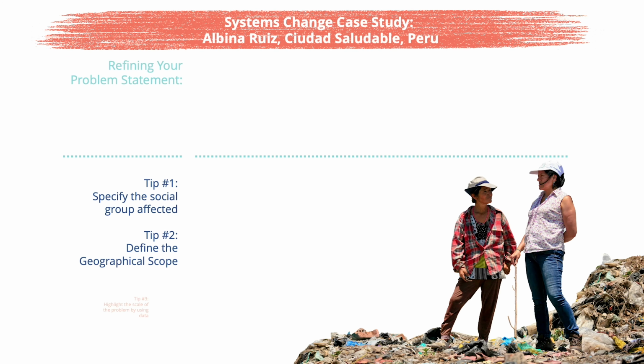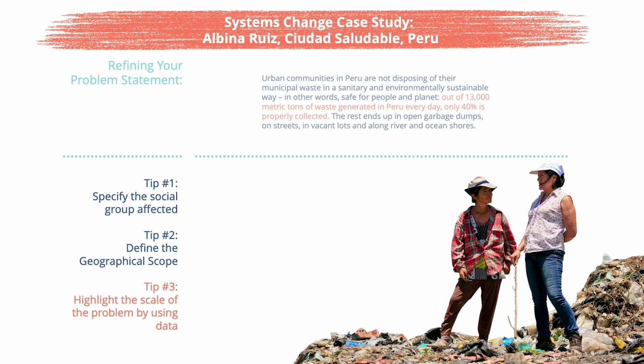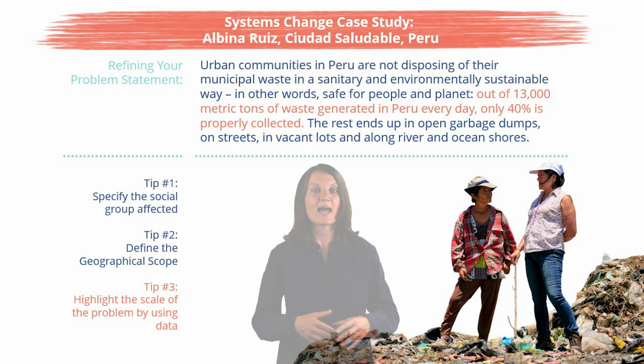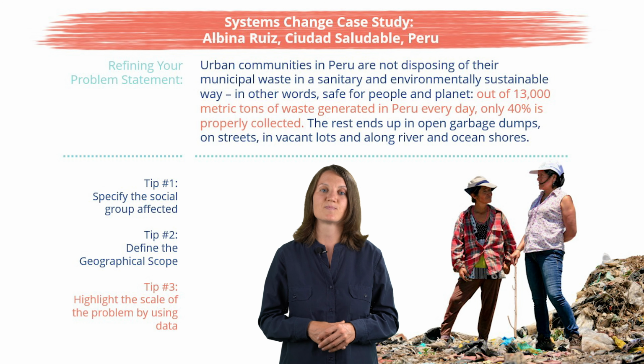Have a look at how our example will change this time. Urban communities in Peru are not disposing of their municipal waste in a sanitary and environmentally sustainable way. In other words, safe for people and planet. Out of 13,000 metric tons of waste generated in Peru every day, only 40% is properly collected. The rest ends up in open garbage dumps, on streets, in vacant lots, and along river and ocean shores.